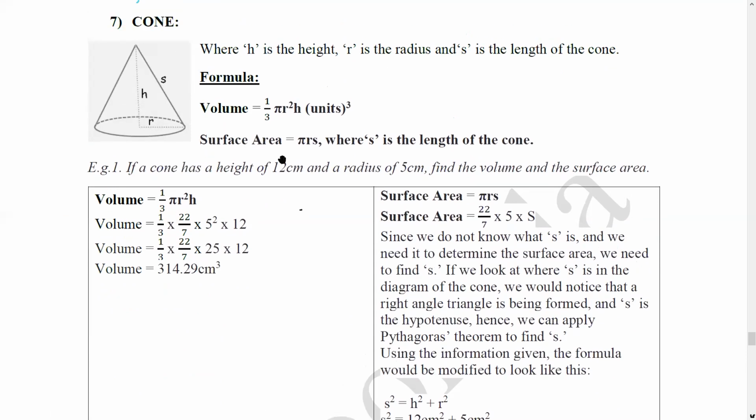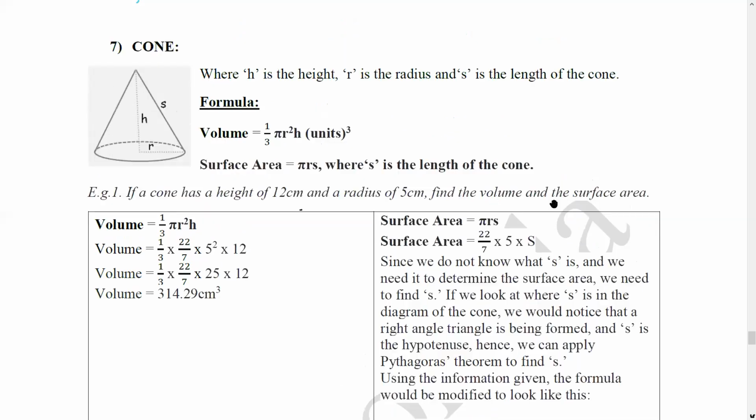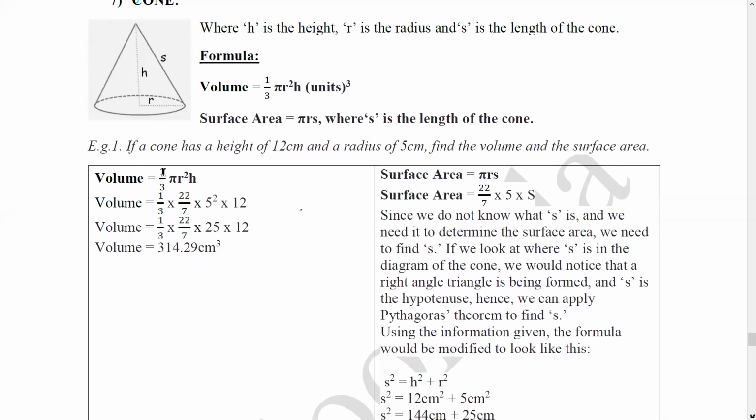So example 1, if a cone has a height of 12 and a radius of 5, find the volume and the surface area. So again, for the volume, we state the formula. It's a half pi r squared height. Sorry, 1/3 pi r squared height. So 1/3 by pi, which is 22/7, by r squared, which is 5 squared, by the height, which is 12. 5 squared is 25. And of course, if you substitute all of these into your calculators, you'll get that the volume is 314.29 centimeters cube. Okay?